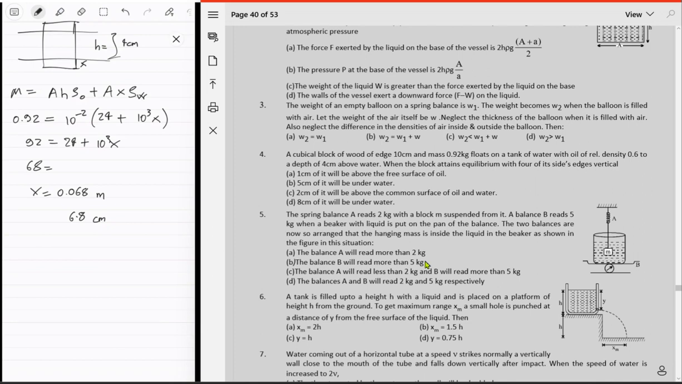Wait, that doesn't make sense. How can this be correct? Something's wrong. That's 68, but how is that even correct? It's 6.8 meters, but then that's 4 centimeters. So it's in centimeters, right? And it doesn't make any sense. Something's going wrong over here. 92 is equal to 24 plus 10 power 3 x. Density of water is just 10 power 3, of course. That's what we did all the time. What is going wrong? I can't understand. It's x times rho w, and rho w is 10 power 3.